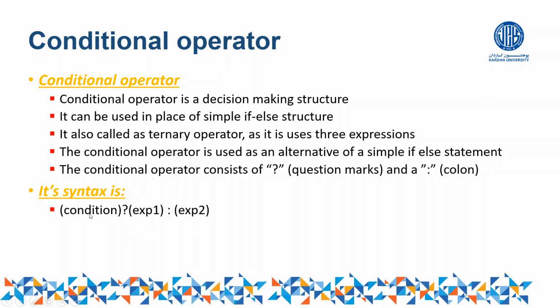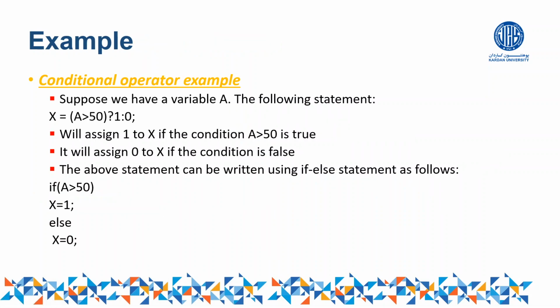If this condition is true, then expression 1 will be evaluated. What if this condition is false? If the condition is false, then obviously the control will transfer to expression number 2, and expression number 2 will be evaluated. So let's see an example of the conditional operator.